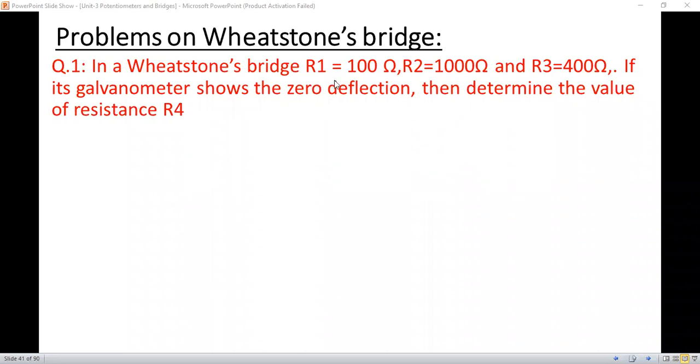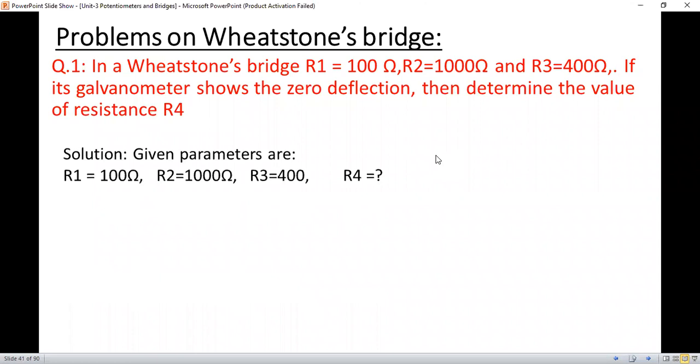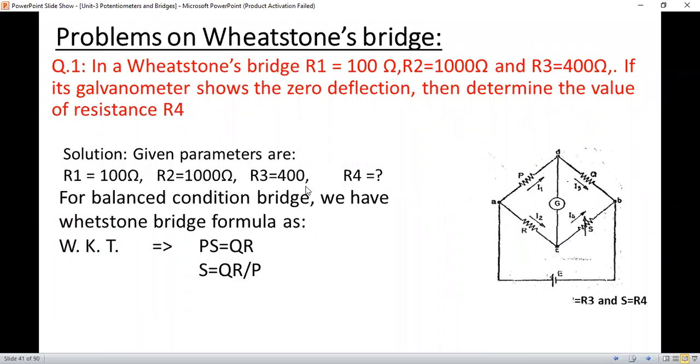Okay. See, very simple. R1 is given, R2 is given, R3 is given. You have to find out R4. First, you have to draw the circuit diagram. And you have to write the given data. Given data is nothing but R1 equal to 100, R2 equal to 1000, R3 equal to 400, and R4 equal to unknown. Then you have to write the formula. R1 R4 equal to R2 R3. We know the formula already.